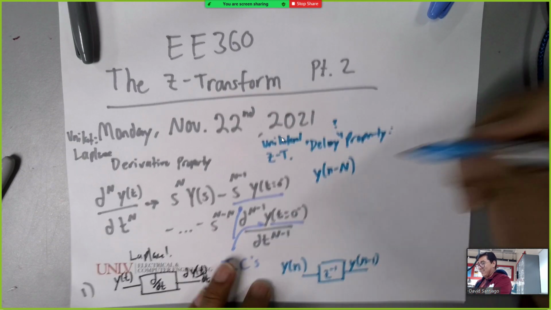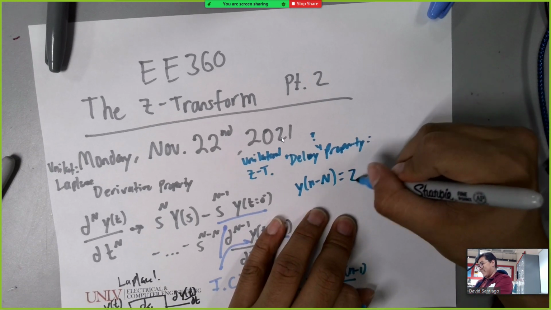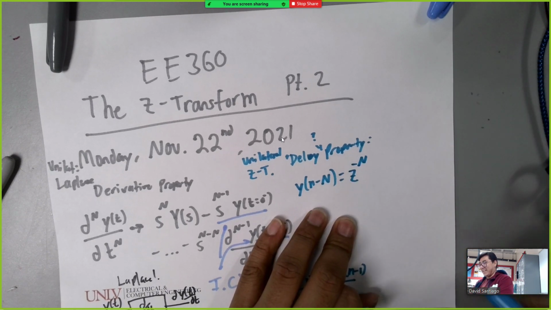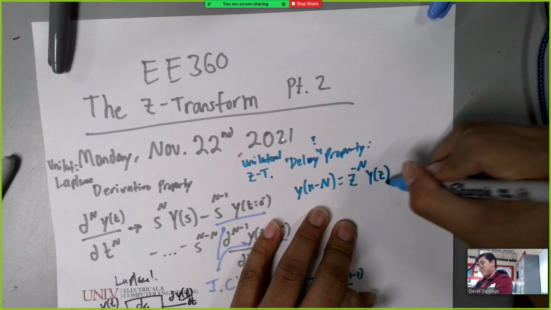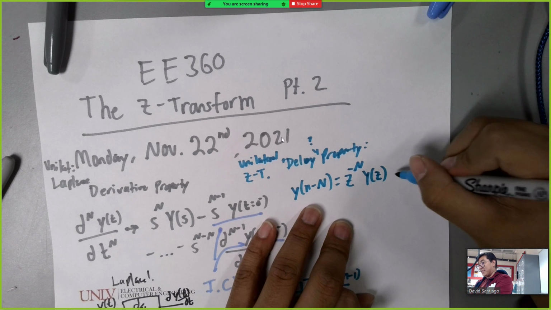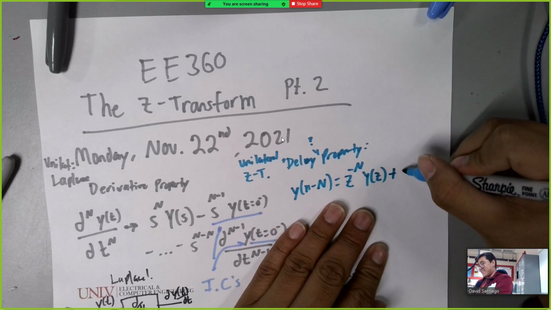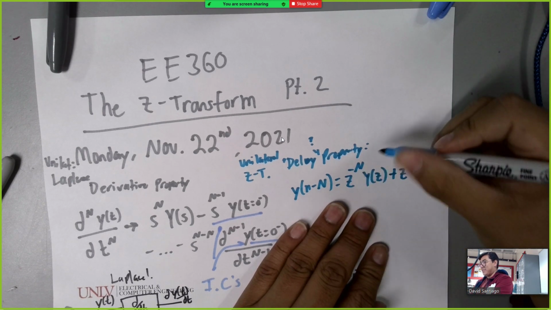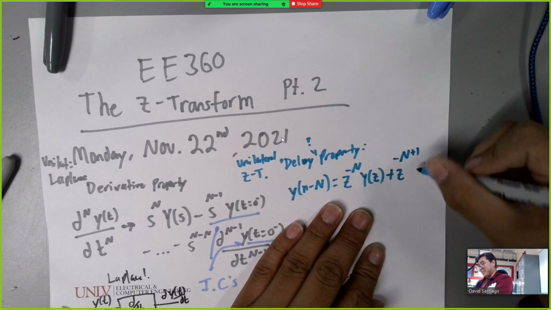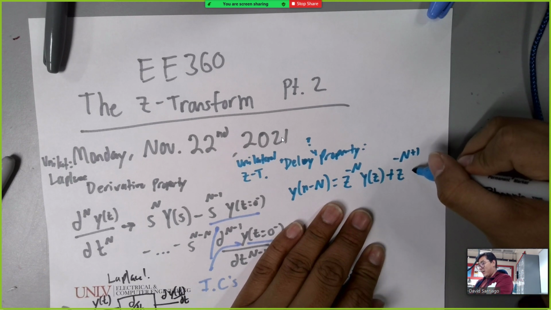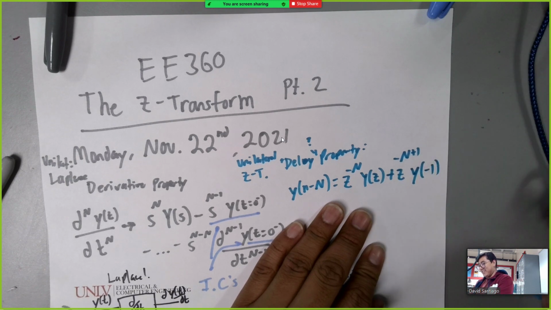what you're going to memorize is the following. So the first thing that's going to pop out is this z^(-n). Okay, don't forget that. Okay, and then you're going to put this big capital Y(z). And then it's not going to be a minus, it's going to be a plus. So it's going to be plus z^(-n+1) y(-1). There we go.